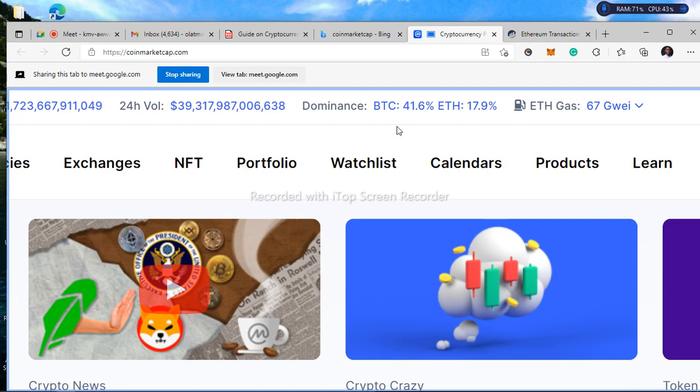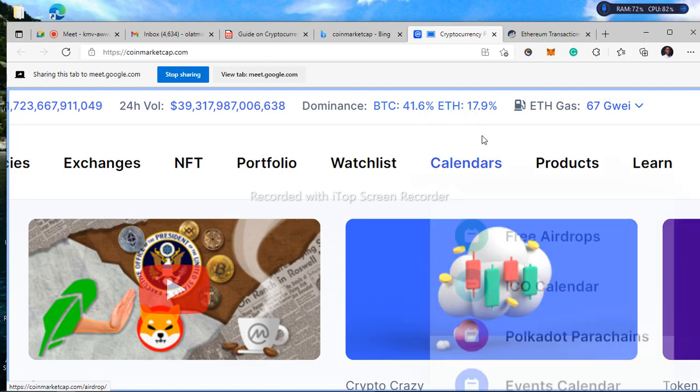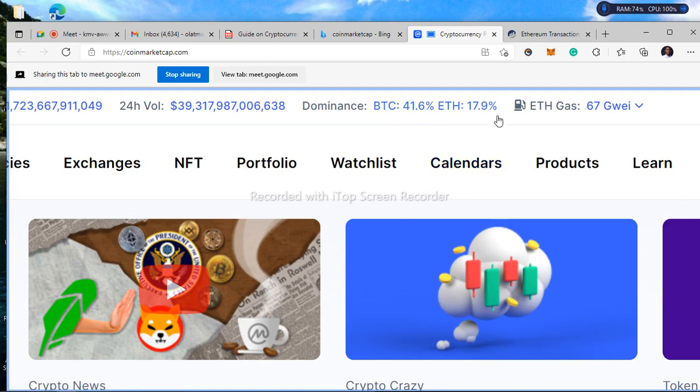When Bitcoin goes down, every other cryptocurrency follows suit because Bitcoin is the major and mainstream cryptocurrency. And we have Ethereum, which is second in command. The dominance is over 17%, and this is the gas fee for Ethereum.